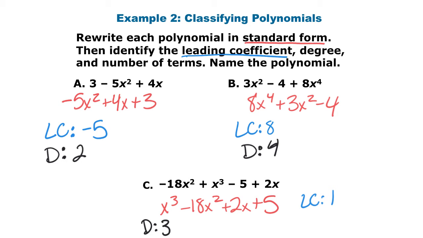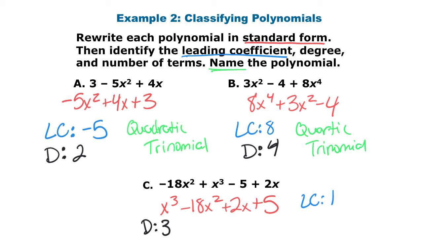Next thing we're going to do is name the polynomial. So for this first one, this would be a quadratic because it has a degree of 2, trinomial because there are 3 terms. The next one would be a quartic because it has a degree of 4, and it would be a trinomial because it has 3 terms. C would be a cubic because it has a degree of 3, and it would be a polynomial because it has more than 3 terms.